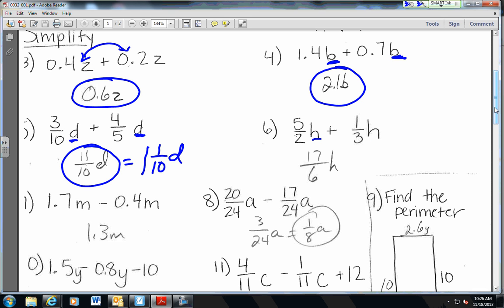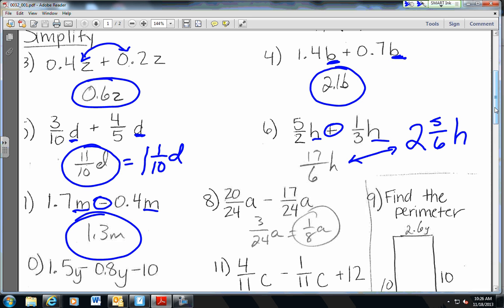Six, we do have like terms, and we are adding them. So again, just type in your calculator, 5 ABC 2 plus 1 ABC 3, and your calculator will tell you it's 2 and 5/6, which is also okay. So either of these answers is fine, 17 over 6h or 2 and 5/6h. Number seven, we have like terms, m and m, and this time we're subtracting them. So 1.7 minus 0.4, your calculator will tell you is 1.3m.